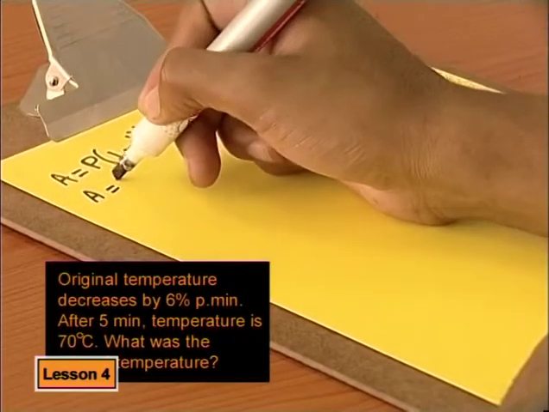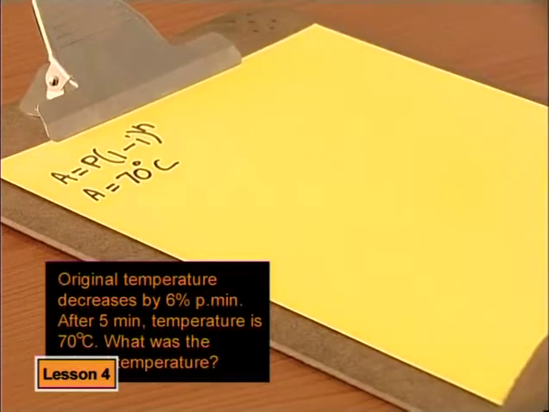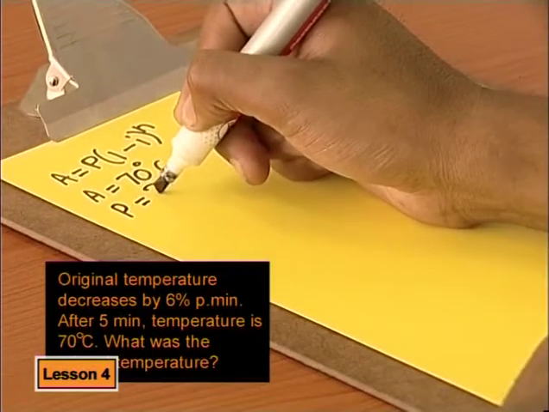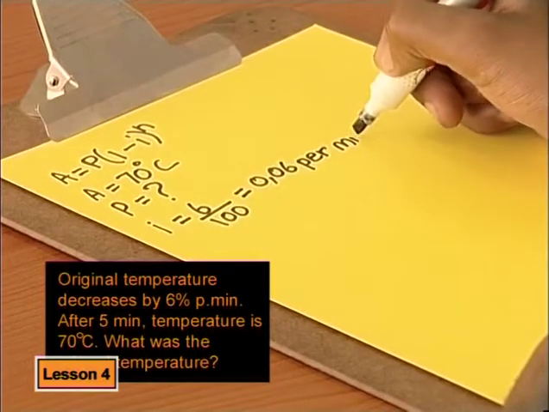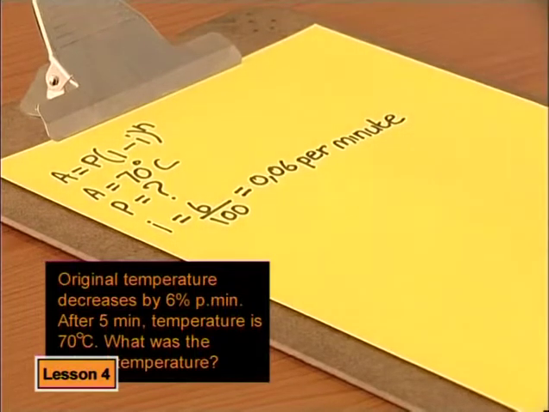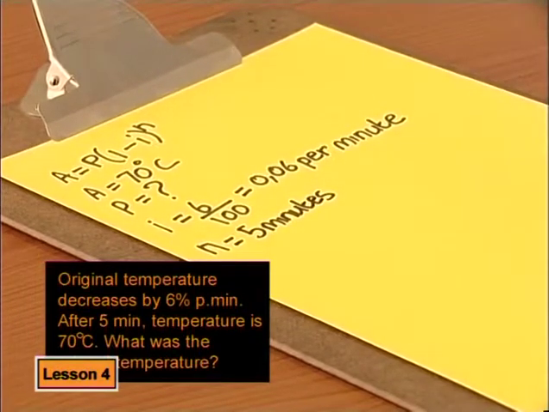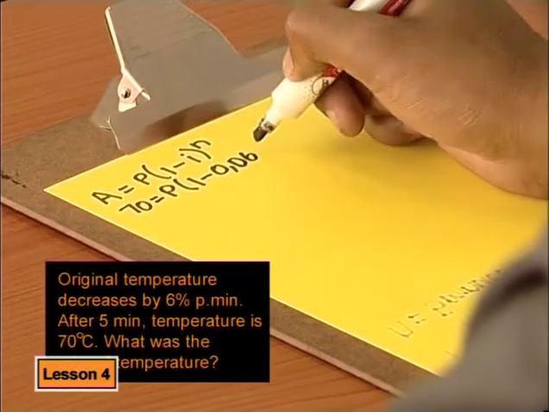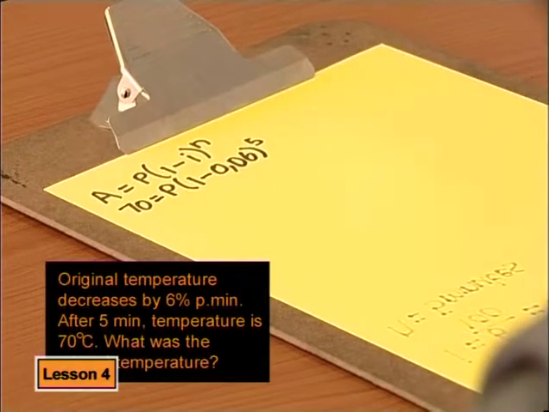That makes sense. So, in this example, A is the temperature after 5 minutes, and that is 70 degrees Celsius. P is the value we are finding, so that's the original temperature of the tea. The percentage decrease each minute is 6% or 0,06. The number of the minutes, N, is 5. Now we need to substitute the values into the formula. Good. Let's see what we get.